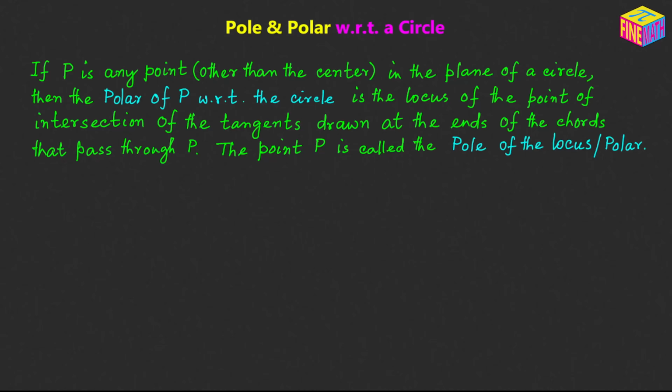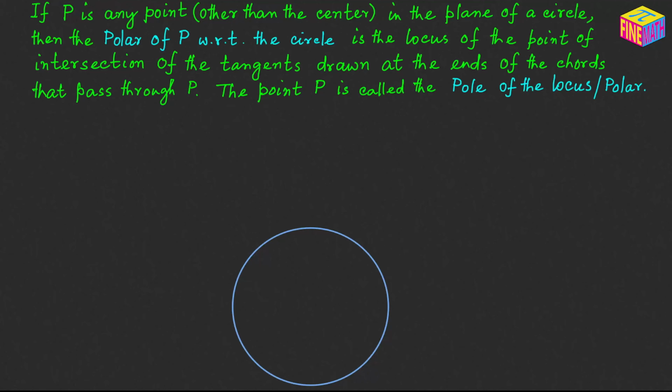Now let's try to understand the concept of pole and polar through a diagram. Let's suppose we have a circle like this, and inside the circle I have taken a point P whose coordinates are x sub 1, y sub 1, and then I'm going to draw a chord going through this point P. Let's suppose this is one of those chords. In fact, we can draw an infinite number of chords through the point P, but this is one of them. And then I'm going to draw two tangents through the ends of this chord. And the tangents could look like this.